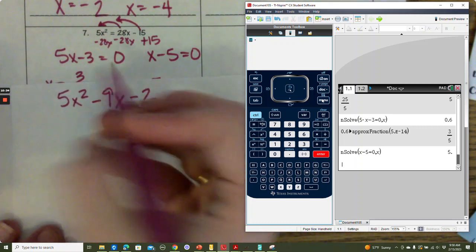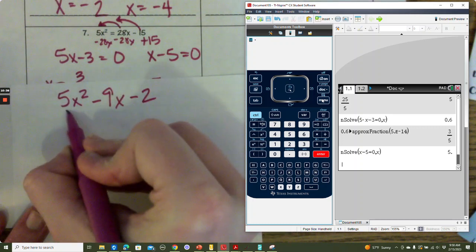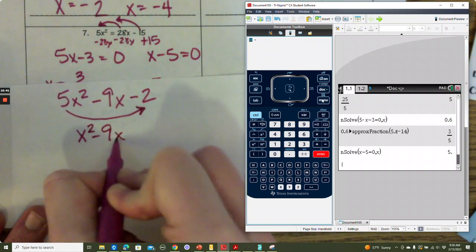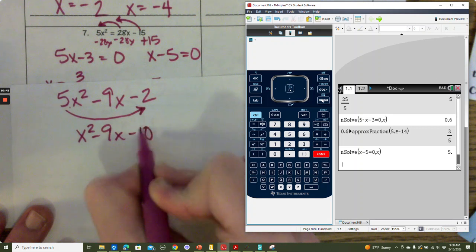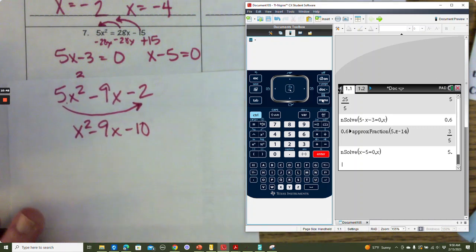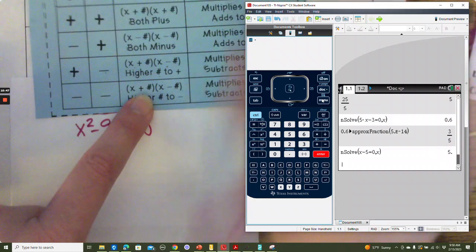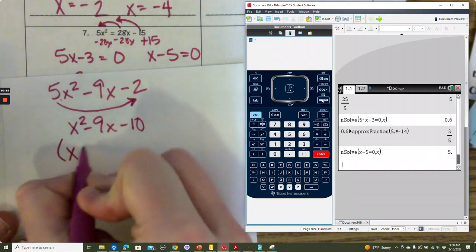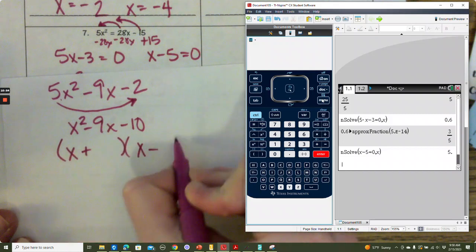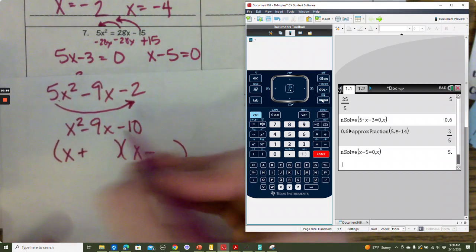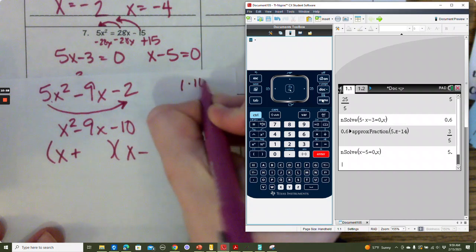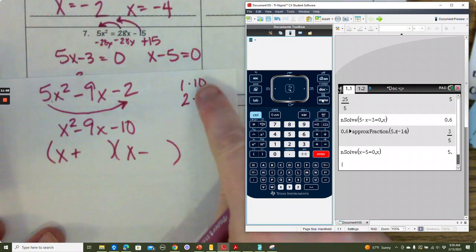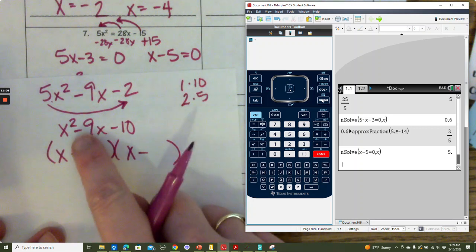Okay. So we got to slip and slide on this one. So I've got x squared minus 9x. 5 times negative 2 is a negative 10. Minus and minus is x plus a number, x minus a number. And then we factor 10. So we've got 1 and 10, 2 and 5, and that's it. Which two will either add or subtract to make a 9?